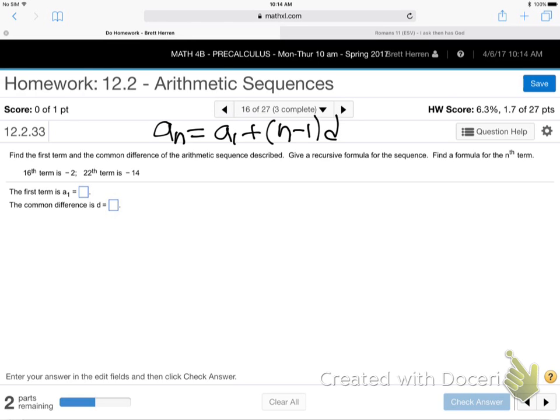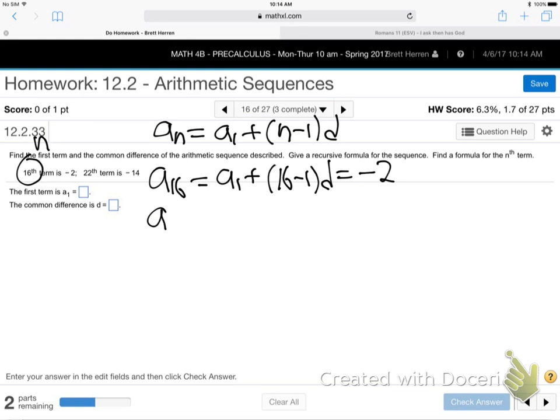So let's make it 10. Remember the ordinals, like the 16th, that's your n. So a sub 16, which is a1, plus, the n is 16, and that is negative 2. Is that good for that first equation? Everybody see that? So I plug in the ordinals, the ordering numbers, those are your n's.